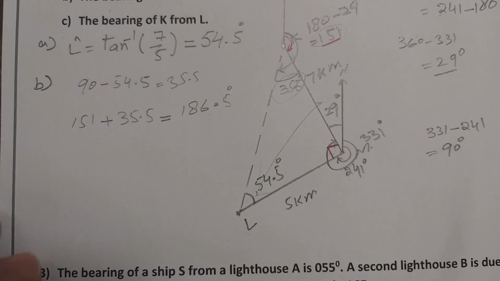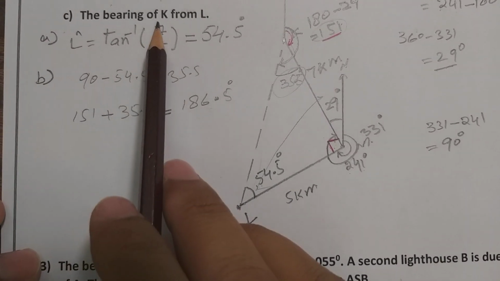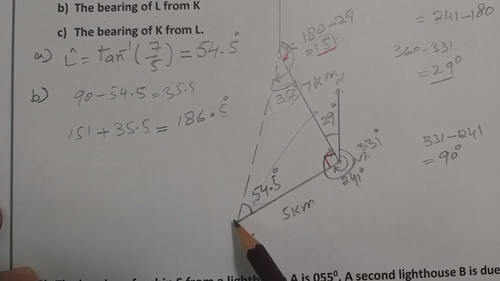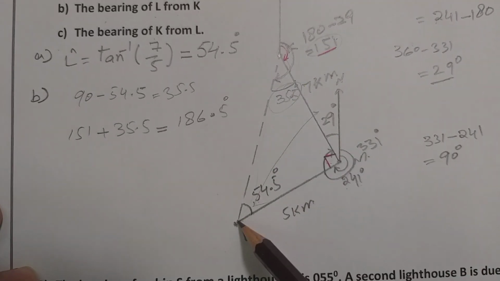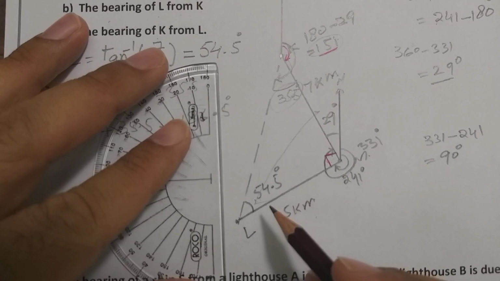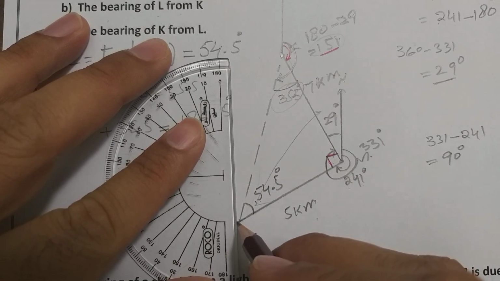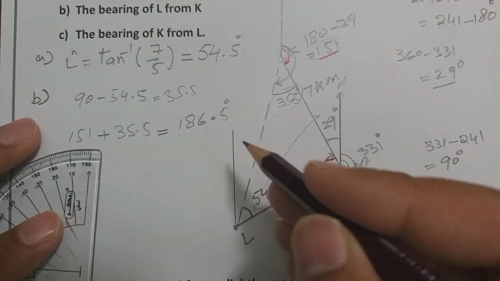Okay, in the last part, we need to find the bearing of K from L. It means we need to find the bearing of K from L. So this is the starting point now. This is the starting point. This is the north line.